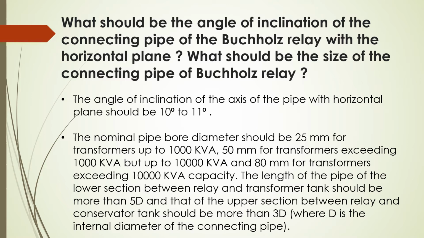50 mm for transformers exceeding 1000 kVA but up to 10,000 kVA, and 80 mm for transformers exceeding 10,000 kVA capacity. The length of the pipe of the lower section between the relay and transformer tank should be more than 5D, and that of the upper section between the relay and conservator tank should be more than 3D, where D is the internal diameter of the connecting pipe.